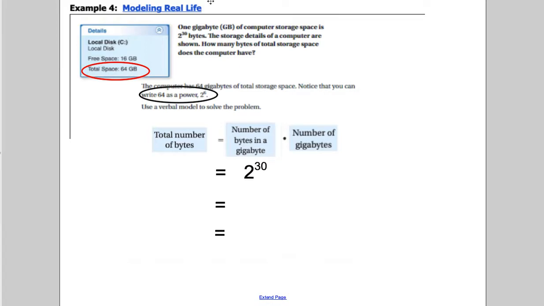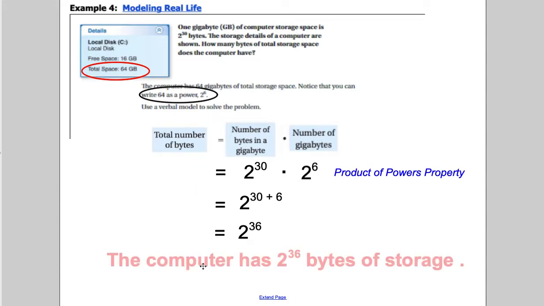So the total number of gigabytes that they told me in the original word problem is 2 to the 30th power. And if I'm multiplying that by the total number of computer space gigabytes, I'm multiplying it by a power of 2 again, 2 to the 6th. Now, the reason I wanted both in a base 2 is that now I know I can use that property, the product of powers property, where I simply add my exponents together and I get 2 to the 36th power. And then I finally can answer the question, how many total bytes of storage does this computer have? Well, the computer has 2 to the 36 bytes of storage.